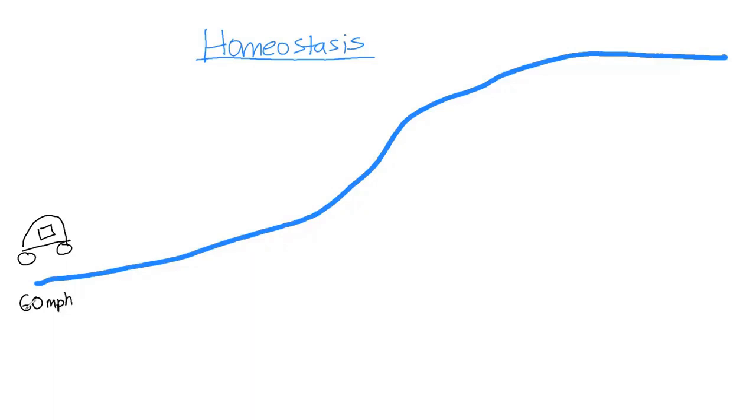And because we're going to put on our cruise control, we're going to kind of dial in that 60 miles per hour as our set point. Okay, and so when we speak about set point, this is the mileage or the rate that the car is going to strive to maintain no matter what. So we're going to call this our set point.